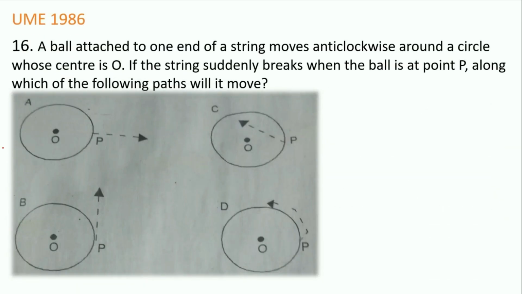Now to the next question, we've got UTME 1986, question number 16. A ball attached to one end of a string moves anti-clockwise around a circle whose center is O. If the string suddenly breaks when the ball is at point P, along which of the following paths will it move? And if you've studied circular motion very well, you know that the answer is going to be option B.